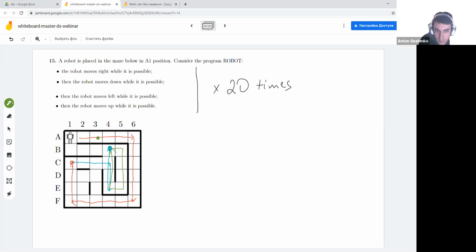So after executing it for 2 times, we end up here, and we will remain here forever. So after executing the program robot for 20 times, we'll still be here at the cell B4. So this is the answer. The answer is B4. Is that clear?